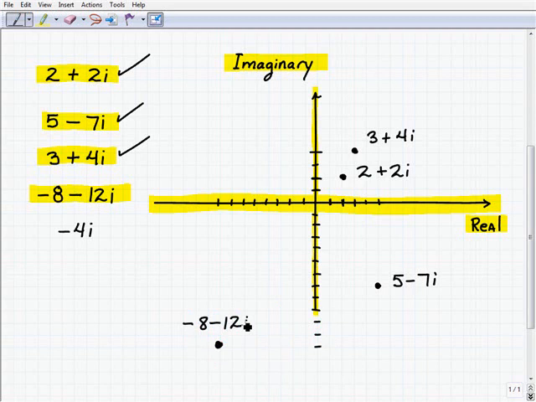All right, negative 4i by itself. Now, remember, complex numbers contain both a real and an imaginary part. So when you're saying negative 4i, you might be asking, where's the real part? Well, that number could be written as 0 plus negative 4i. So simply all you're going to do is put a point on the imaginary axis, 1, 2, 3, 4, and there you go. There is negative 4i.